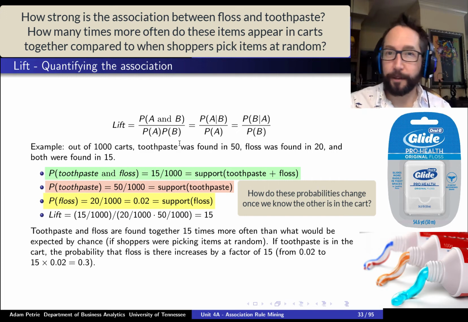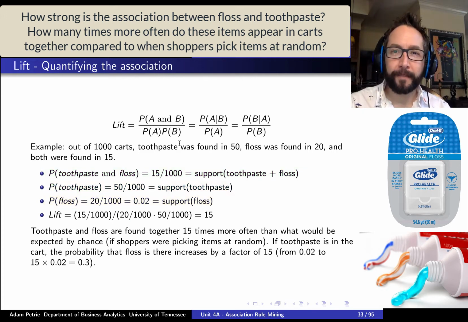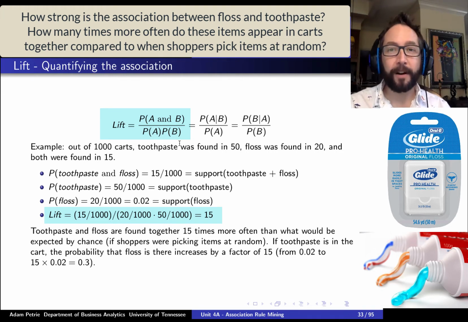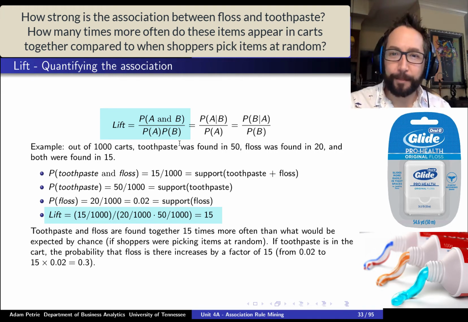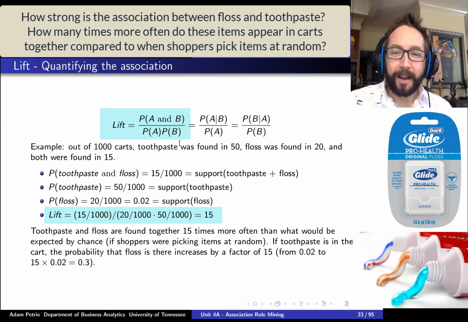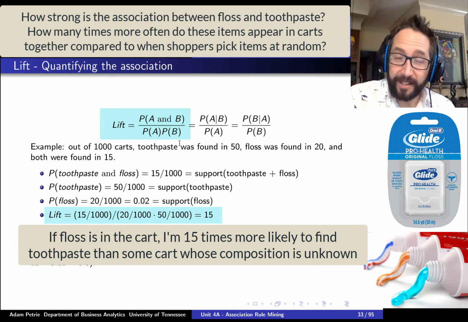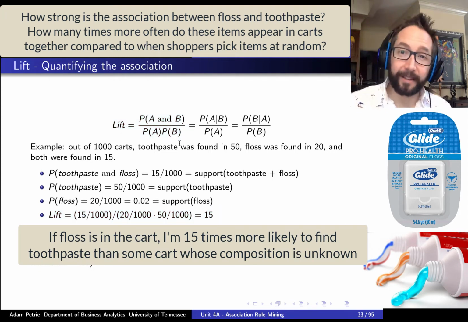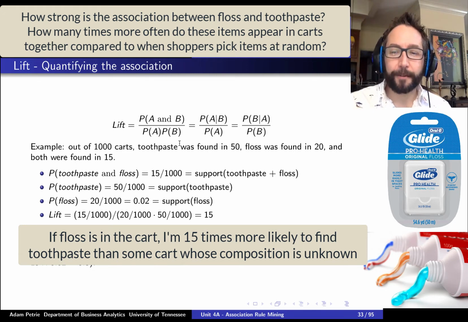So what I'd like to know is, okay, what's the lift of the rule if toothpaste, then floss, or if floss, then toothpaste? Same lift, it doesn't depend on the ordering. And I can think about how many times more likely am I to find both items in carts than if shoppers were picking items purely at random? So taking that ratio, the probability of finding both items in the cart, 15 out of 1,000, and dividing it by the supports of both items, the prior probabilities of each item, I would find that the lift is 15. So once I know that floss is in the cart, I'm 15 times more likely to find toothpaste than if I didn't know anything about the cart composition, and vice versa.